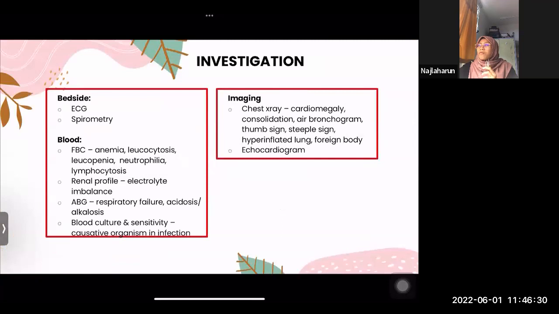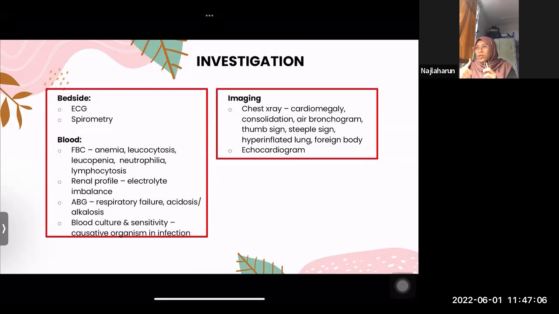Okay, next. What investigations can be done in case a patient comes with shortness of breath? I divide them into bedside, blood investigation, and also imaging. In case of bedside, we can do an ECG, looking at the heart rate, the rhythm, and axis deviation. Second, do a spirometry to differentiate whether it is obstructive lung disease or restrictive lung disease. For blood investigation, of course, we send a full blood count, because we want to rule out anemia.